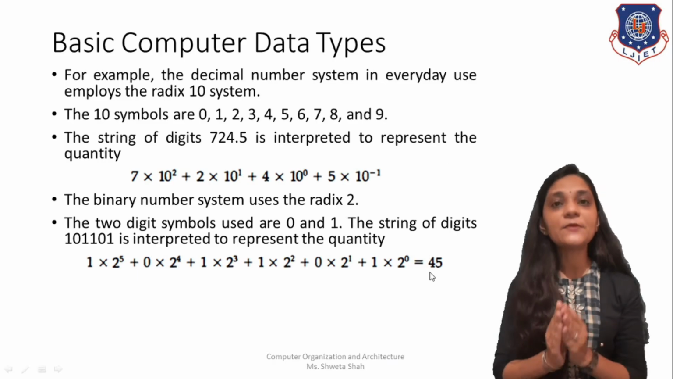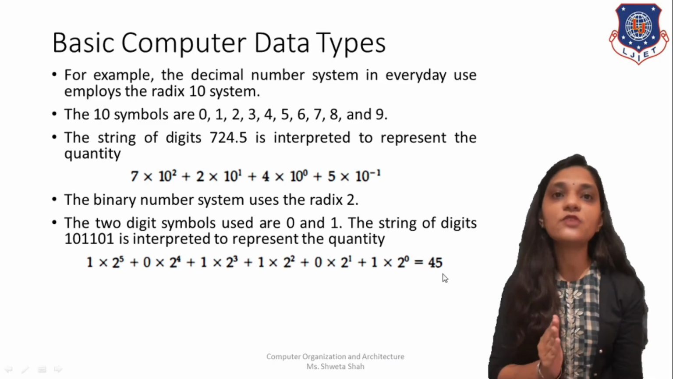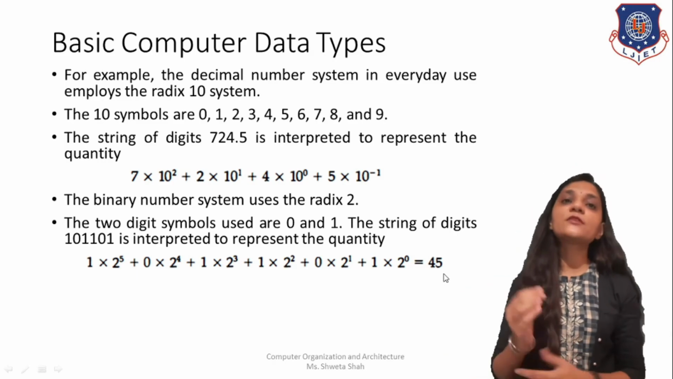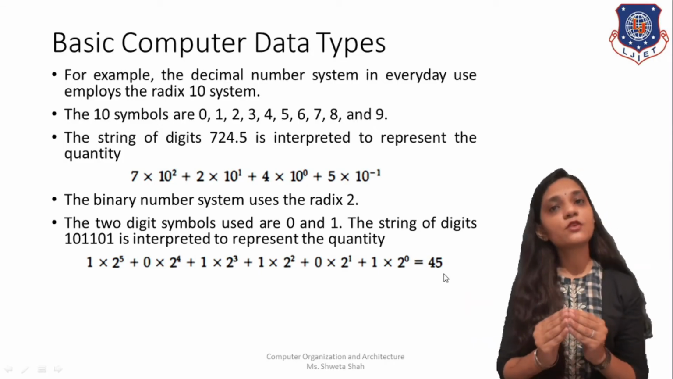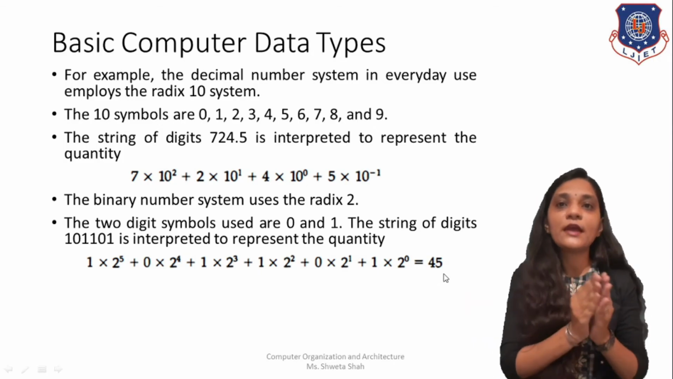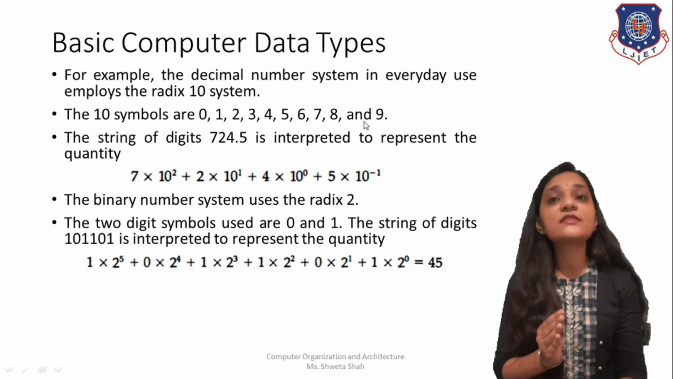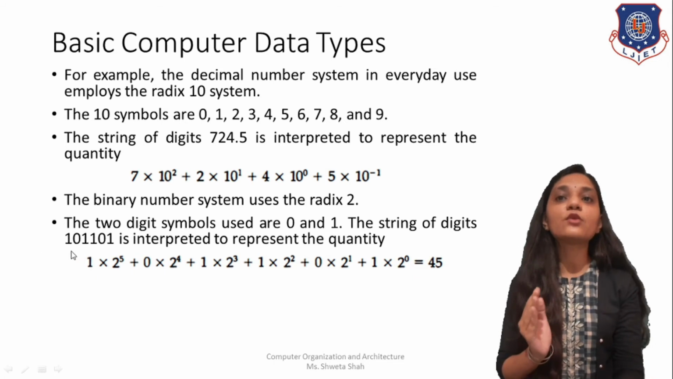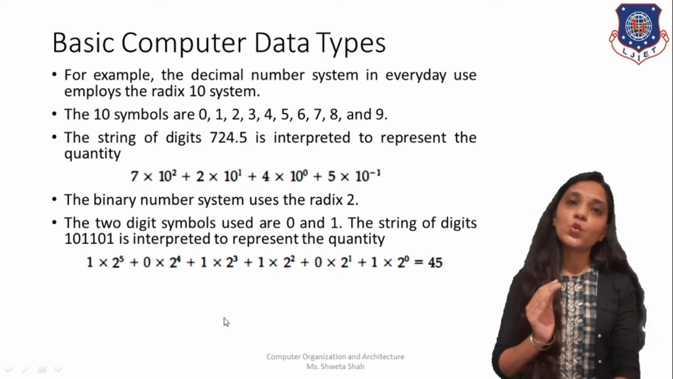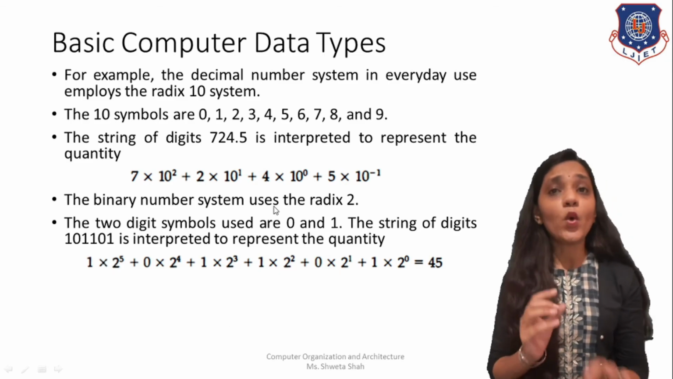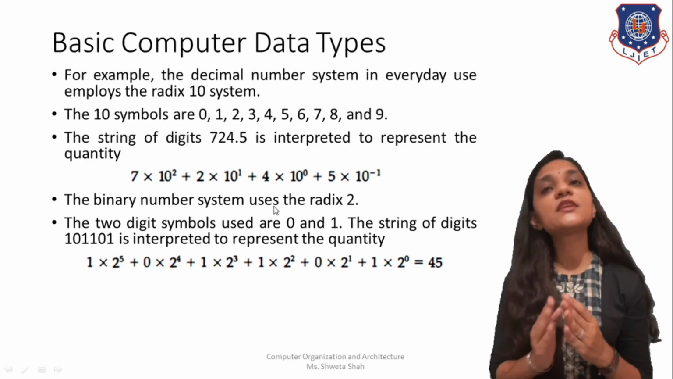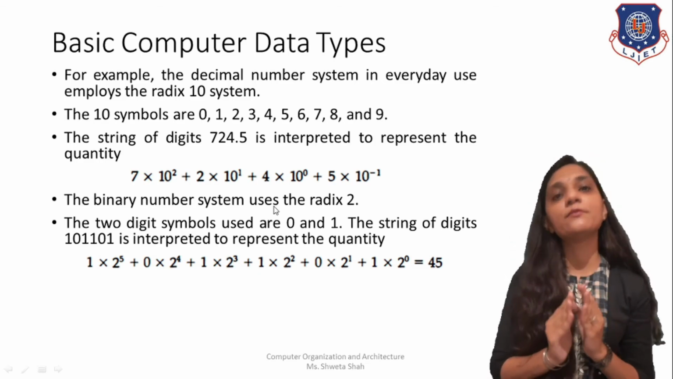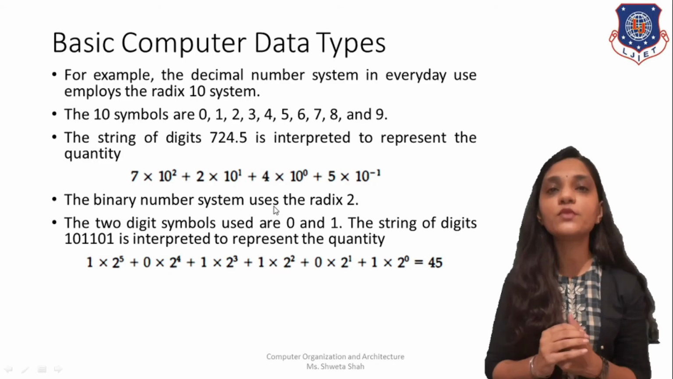Okay, that means this string 101101 represents the decimal quantity 45. If you want to represent 45 in terms of decimal, you can write 4 and 5. And if you want to represent this quantity in terms of binary, then you have to write 101101. The quantity will be the same, but the representation depends upon which number system you have used.